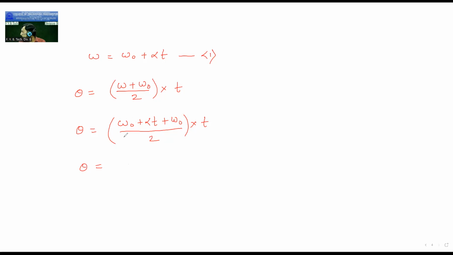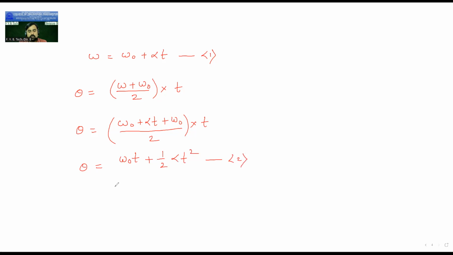Further the calculation. Omega 0 and omega 0 becomes 2 omega 0. 2 omega 0 has to be multiplied by t by 2. So 2 omega 0 t divided by 2. So 2 will get cancelled. So here what will remain? Omega 0 t plus, now this is alpha t square by 2. So it is 1/2 alpha t square. So this is our equation number 2.